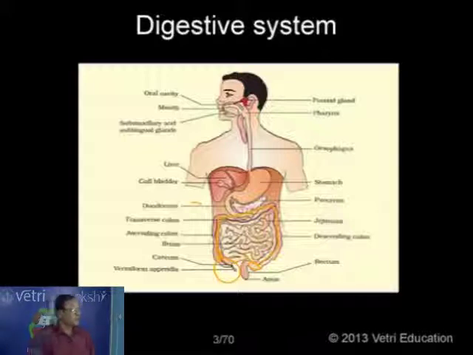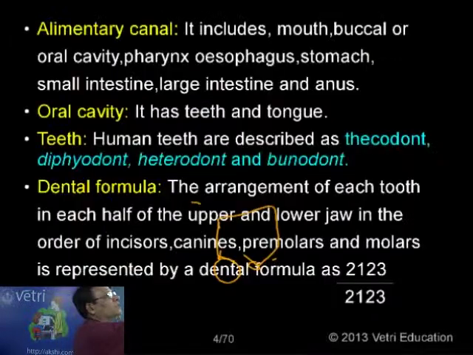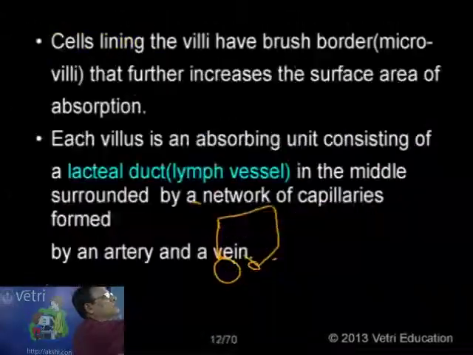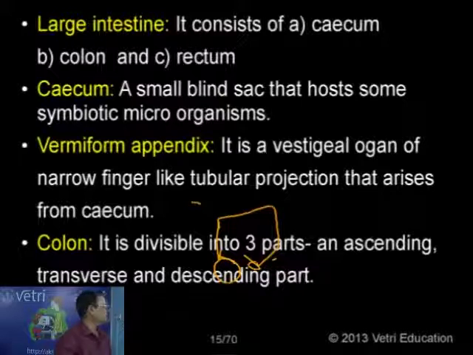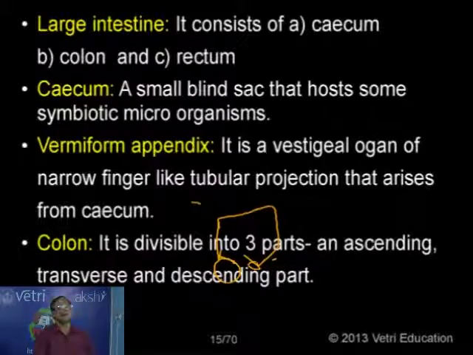Now the second structure related to the large intestine, we have the cecum. It is a small blind end sac, normally having certain symbiotic bacteria concerned with the fermentation process. A small blind sac that normally hosts some symbiotic microorganisms responsible for the process of breakdown, and also responsible for the release of the vitamin B complexes.